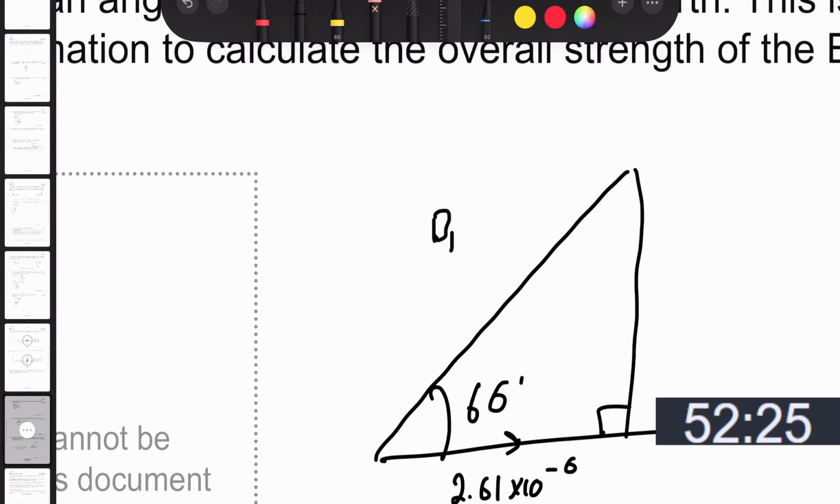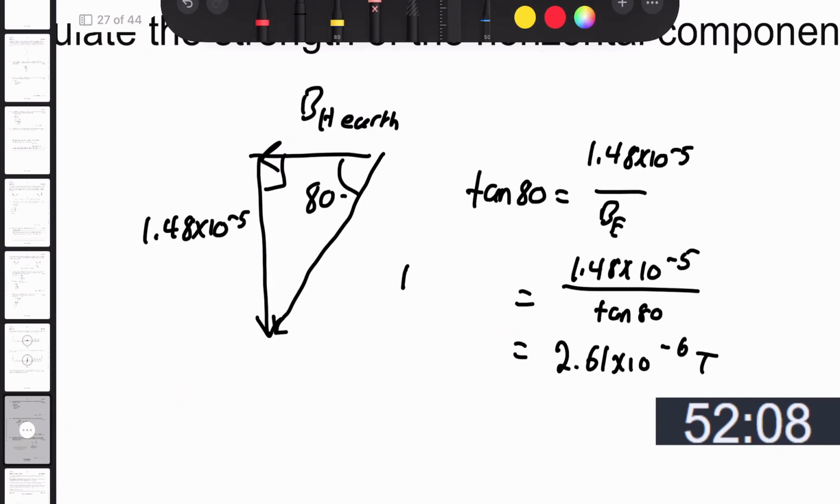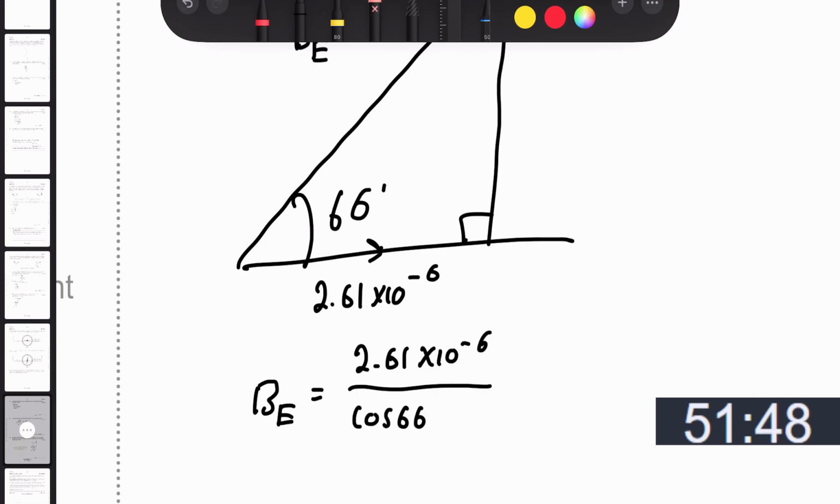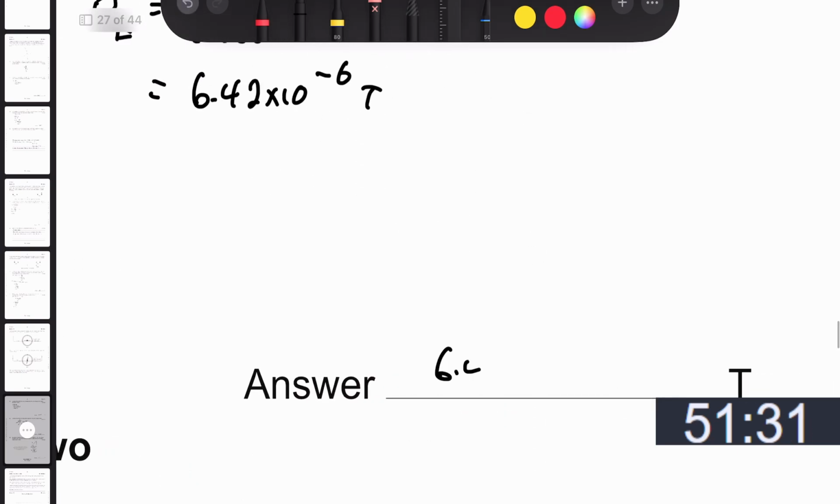Let's say this is B, horizontal, Earth. So B_E is going to equal 2.61 times 10 to the negative 6 over cosine of 66, divided by cosine of 66, which gives me 6.42 times 10 to the negative 6 Tesla. Okay.